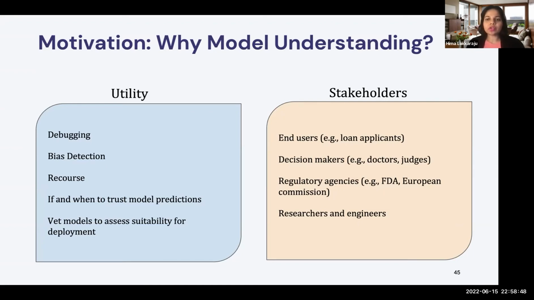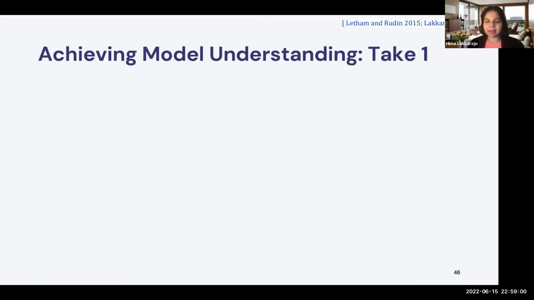Given that there is so much potential in terms of the use cases that model understanding enables, let's talk a little bit about what the popular approaches are to actually achieve model understanding.